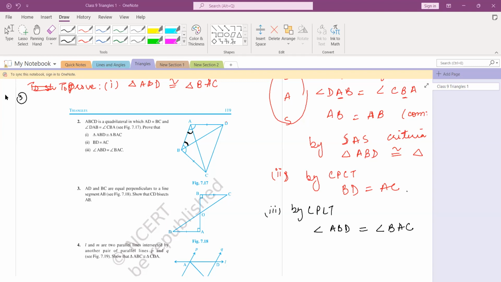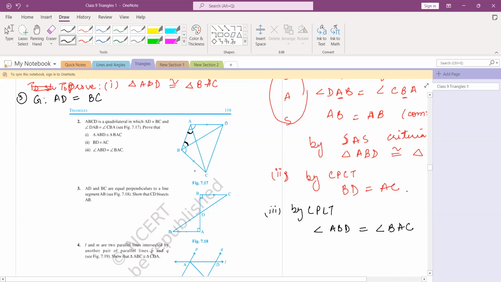So first write what is given to you. AD and BC are equal perpendiculars. So that means it is given that AD is equal to BC, right? Yes. Look at the figure carefully, which is AD. This is line AD, this is line BC. So try to understand. Observation is very important in these two chapters, lines and angles and triangles. Once you look at the figure very carefully, the things become simpler.